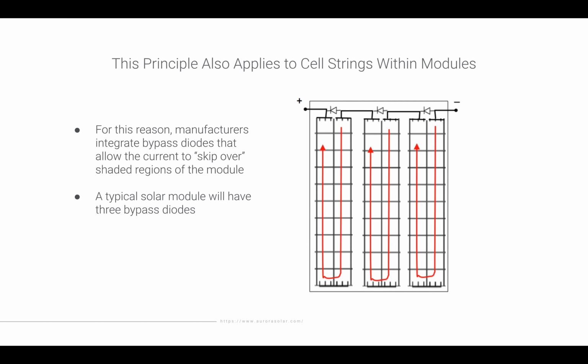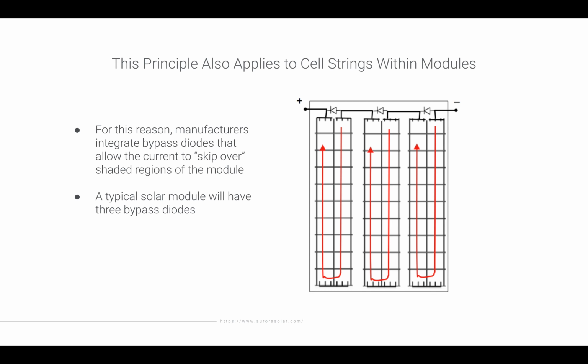The same principle applies to solar cells connected in cell strings within a solar panel. The current flowing through an entire cell string can be heavily reduced if even just a single cell is shaded, leading to potentially significant loss of power output. So for this reason, manufacturers incorporate bypass diodes in their panels.